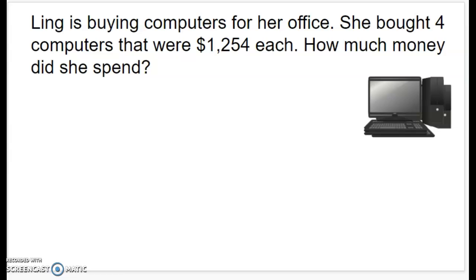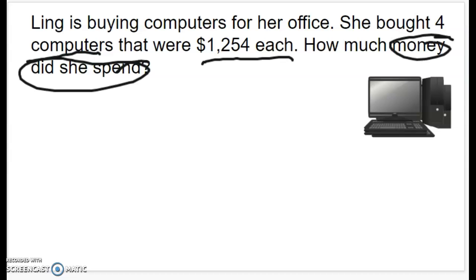So now, let's look at another one. It says Ling is buying computers for her office. She bought 4 computers that were $1,254 each. How much money did she spend? So let's think about our important information. It's important to know that she bought 4 computers, and they were $1,254 each, and we want to know how much money she spent.